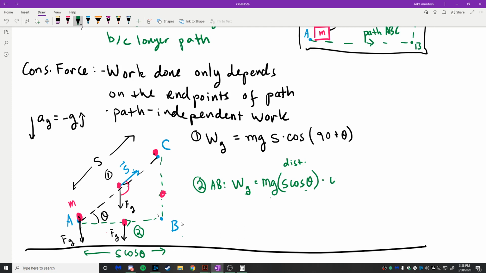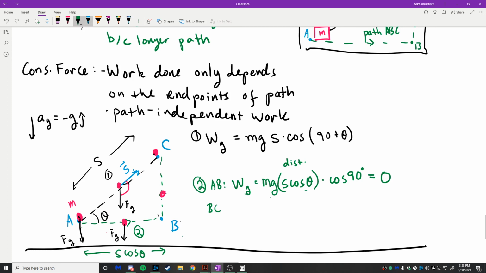So it's going to be basically mg multiplied by this length down here, which, if this is s, the length on the bottom should be s times the cosine of theta. That's how long this side is, s cos theta. So it's mg times s times the cosine of theta. That's the displacement, just the distance that it moves. In addition, you also have to multiply by the cosine of the angle between the two vectors, between FG and your displacement vector, which in this case is 90 degrees. So along AB, the work done is 0. Hopefully everybody follows that.